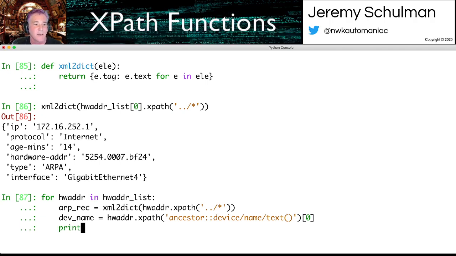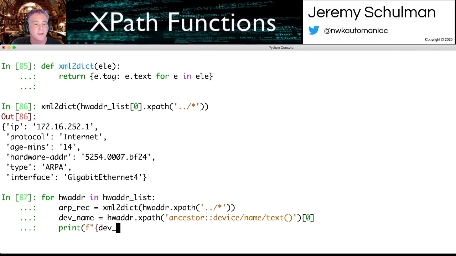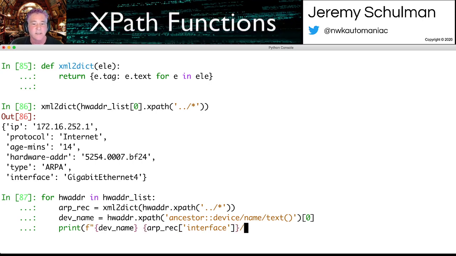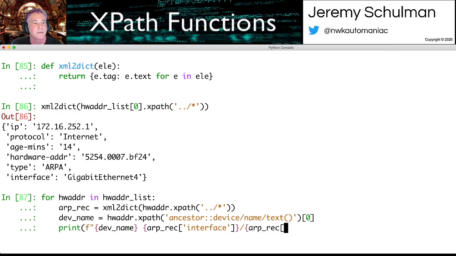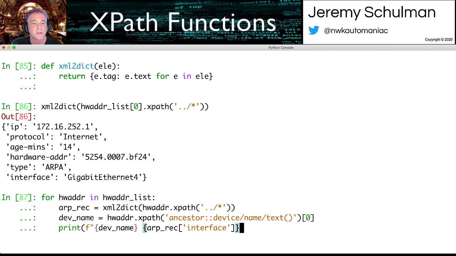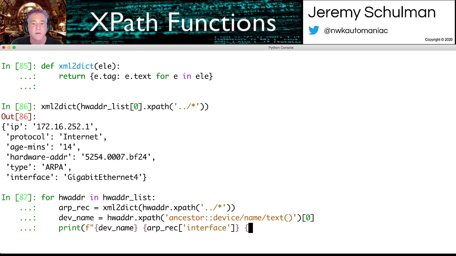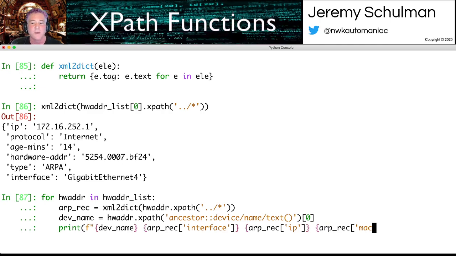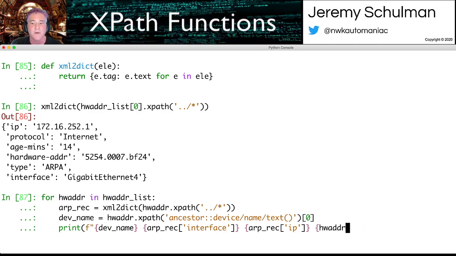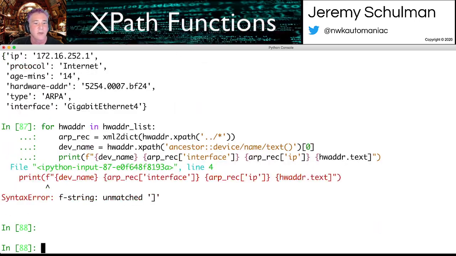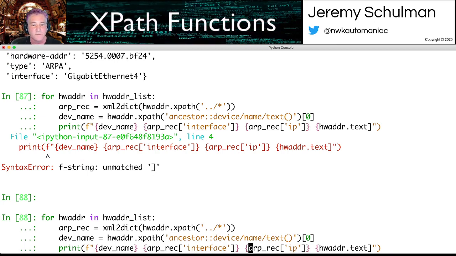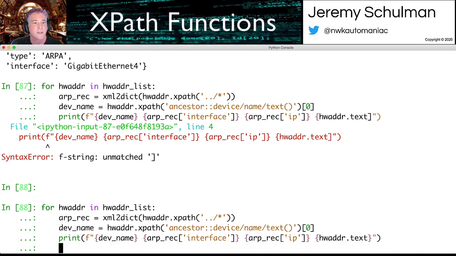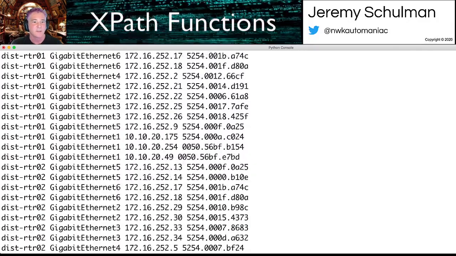And then I could print this out and say, for example, dev name, and then arprec interface, slash, let's do arprec. Oh no, that is the interface. And we're going to say it has the arprec IP and has the arprec MAC. Oh, well, in this case, it would just be the hardware address text value. Unmatched bracket, because this is a bracket. All right, so you can see how we can dump our table.